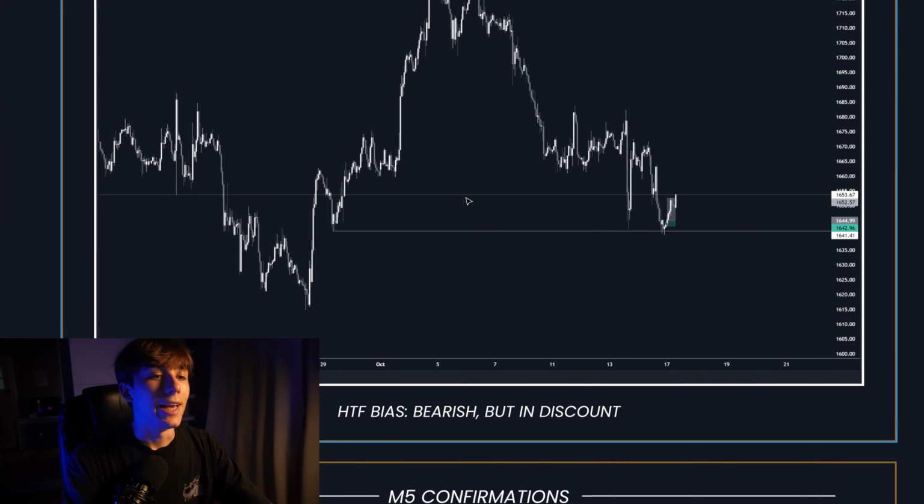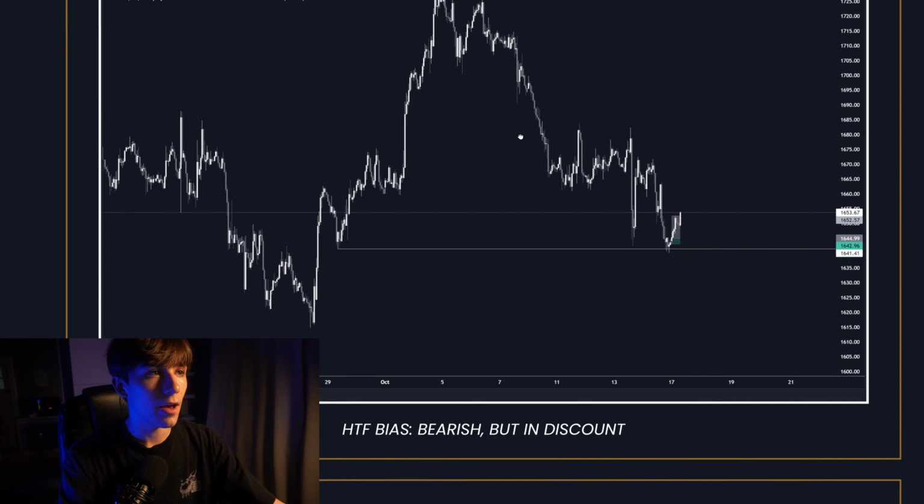So yes, daily is bearish, so I actually need to look for shorts, but we are in the discount and we just swept this liquidity, and it's major liquidity in the discount of the weekly time frame. So that's why I was also interested in longs. So yeah, this is major sell side and a nice reversal point for price.